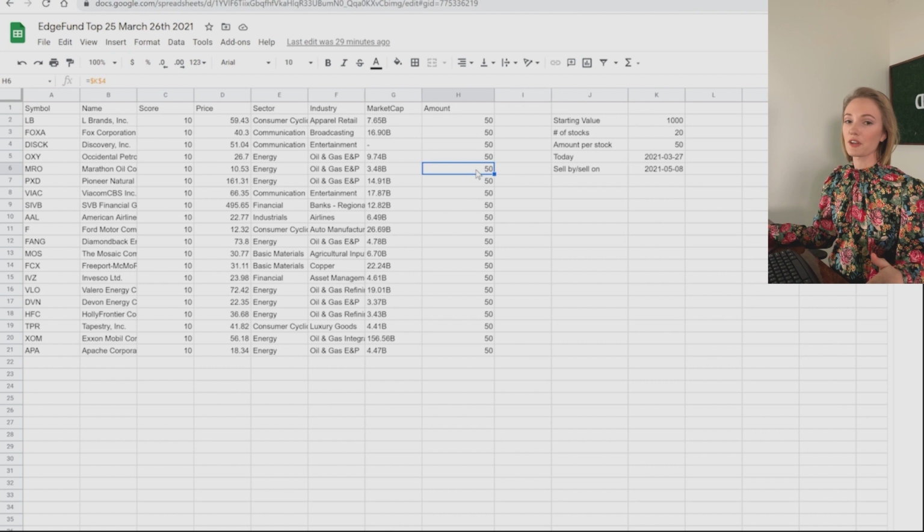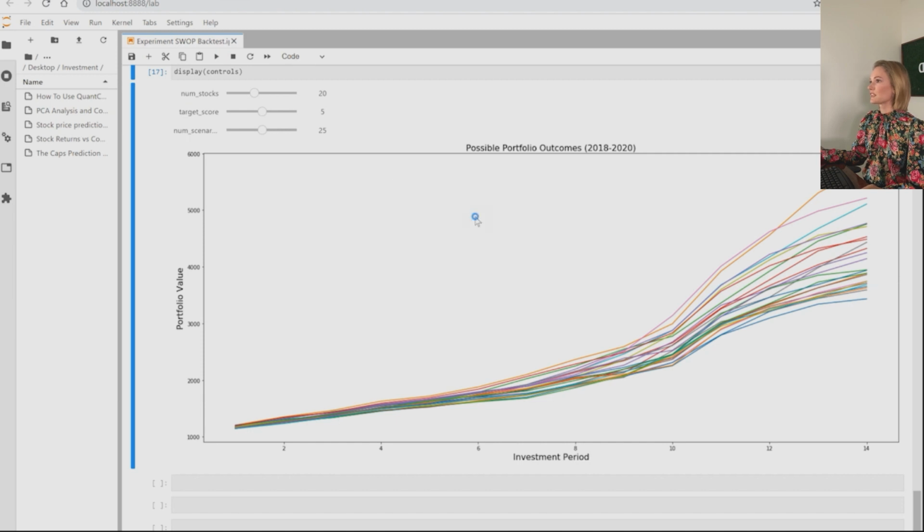I just want to add a note on diversification. It's super important when you're investing if you want to get consistent returns. This is a chart of possible outcomes over a 2-year investment period. As you can see here in these 25 scenarios, you get a pretty consistent return. The highest possible return is about $6,000, and the lowest possible return with buying 20 stocks is about $3,000.